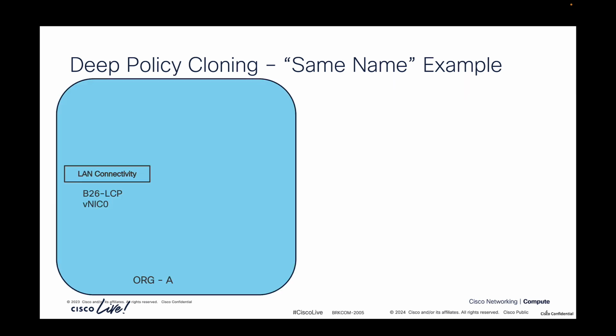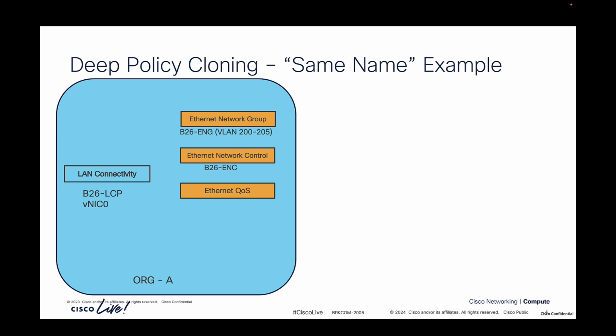So let's go through a graphic example here of deep policy cloning. Here I have organization A, org A, and I have a LAN connectivity policy, and I've added a VNIC. And as such, I have different embedded policies from adding a VNIC to the LAN connectivity policy. So I have an Ethernet network group policy, Ethernet control policy, QoS, and adapter policies.